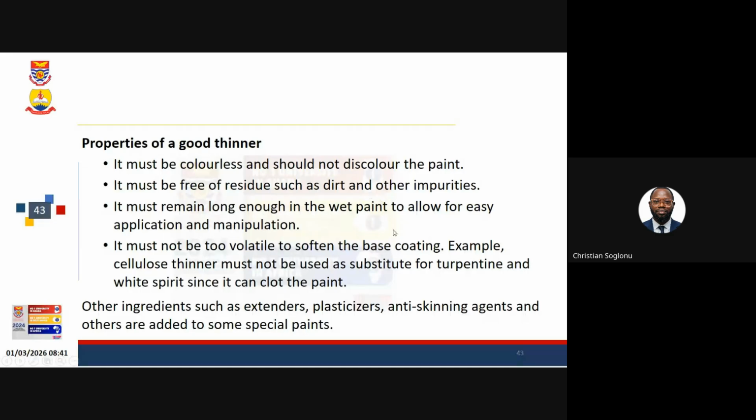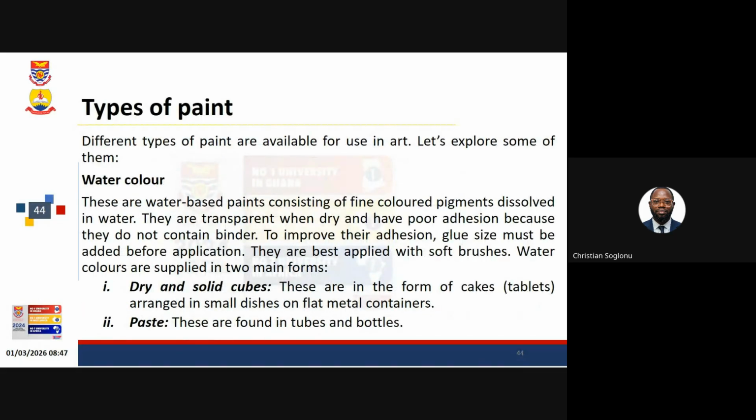Other ingredients such as extenders, plasticizers, anti-skin agents, and others are added to some special paints. So, types of paints. We have different types of paints available for use in arts. Let's explore some of them.